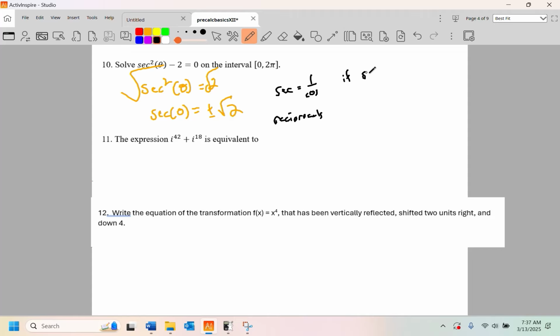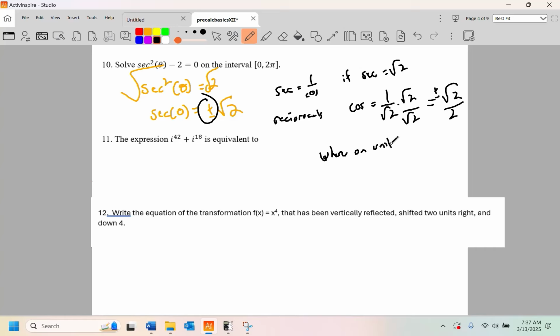So if secant is equal to root 2, cosine is equal to 1 over root 2, which if I clean up, I get root 2 over 2. And don't forget about the plus or minus symbol, okay? So I'm asking myself, where on the unit circle is x equal to plus or minus root 2 over 2? And it's going to be pi over 4, 3 pi over 4, 5 pi over 4, and 7 pi over 4. Super duper easy.